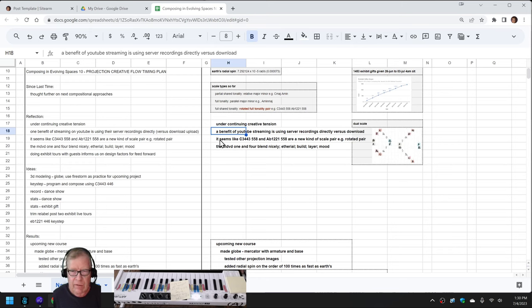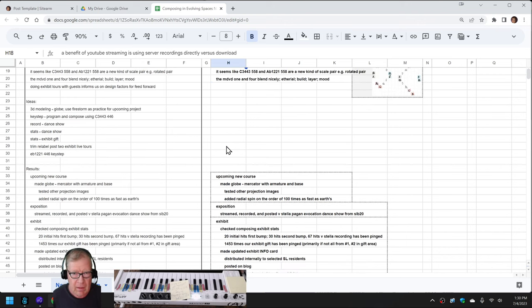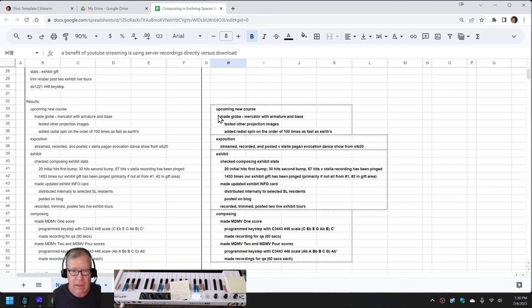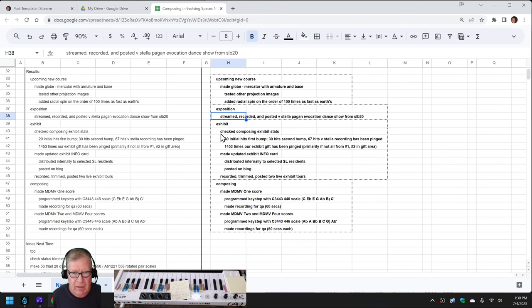And the two scales that we're working with, this is another picture of the one on the left and one on the right, are a new kind of scale pair. And then we've composed two things in them, which we're going to play for you, and they kind of blend nicely, we feel. So the results. For an upcoming new course, we made a globe. We did the dance show recording for the exposition. And we checked our exhibit stats.